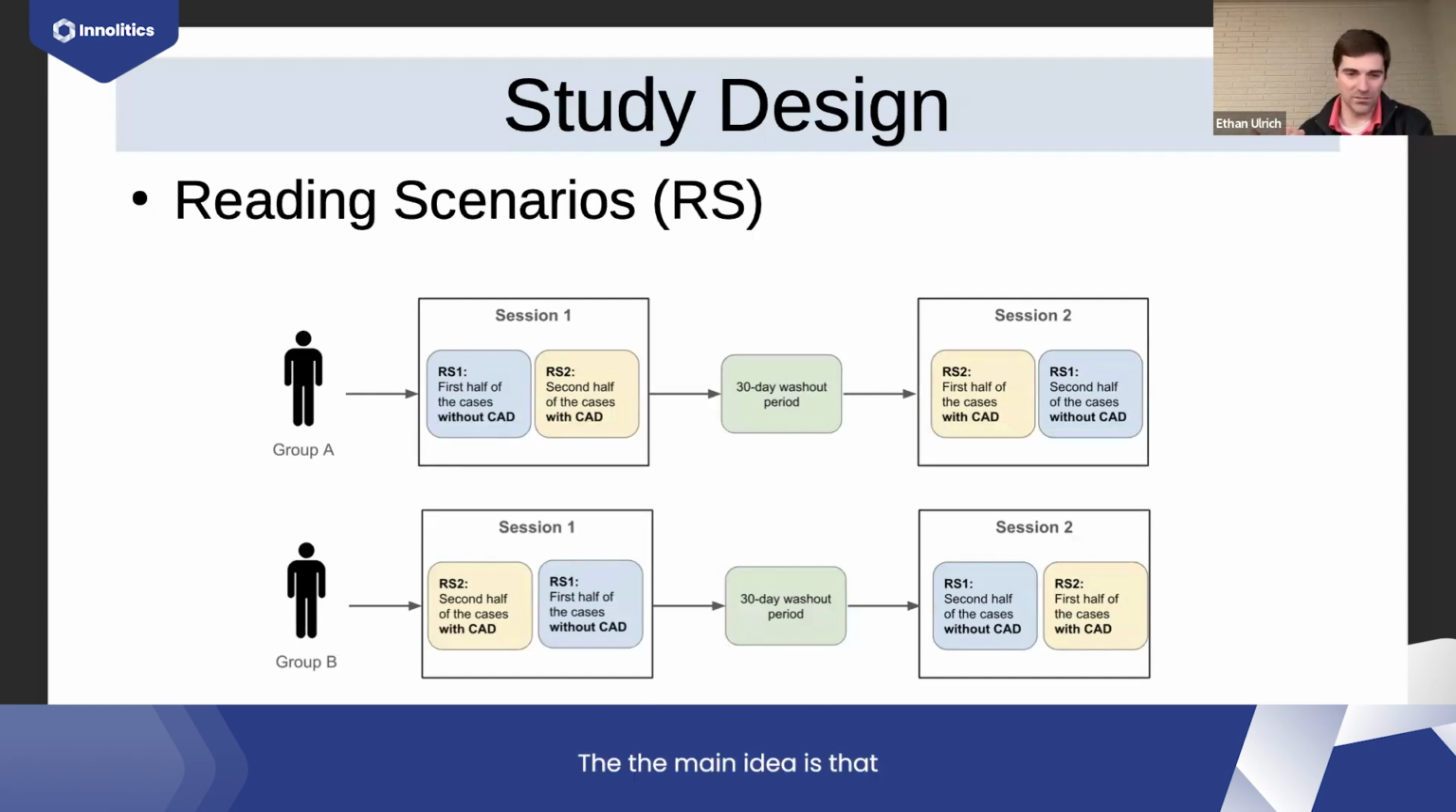The main idea is that you set up your study design so that readers go through the cases in a different order under different scenarios, that they will eventually go through every case once, and then there's a break of 30 days, and then they'll go through the cases again. And then every case will be, the reading scenario will be flipped on the second day.